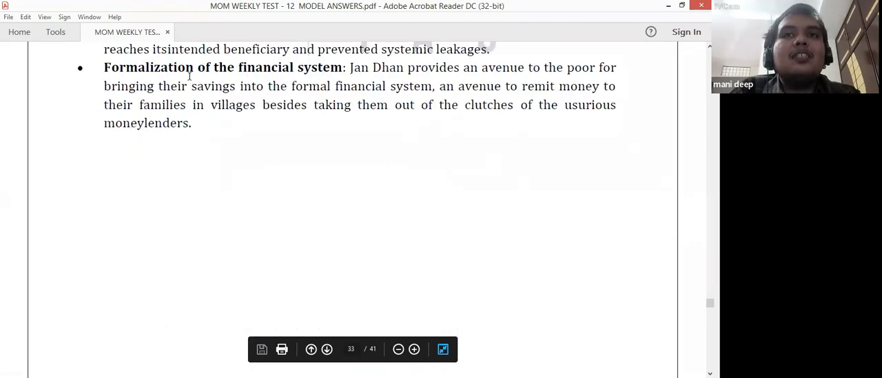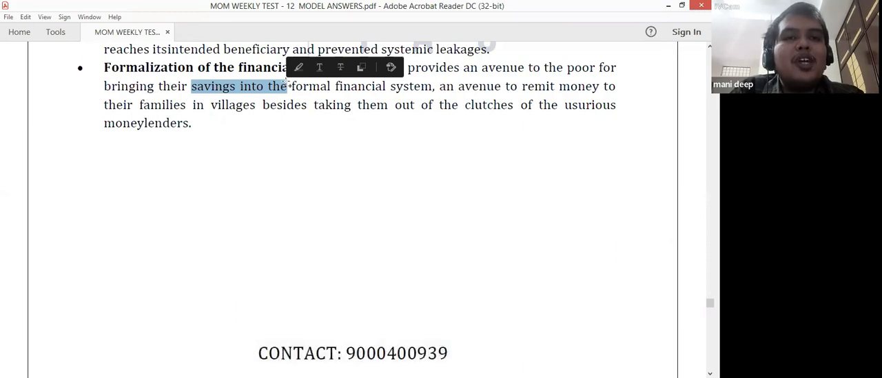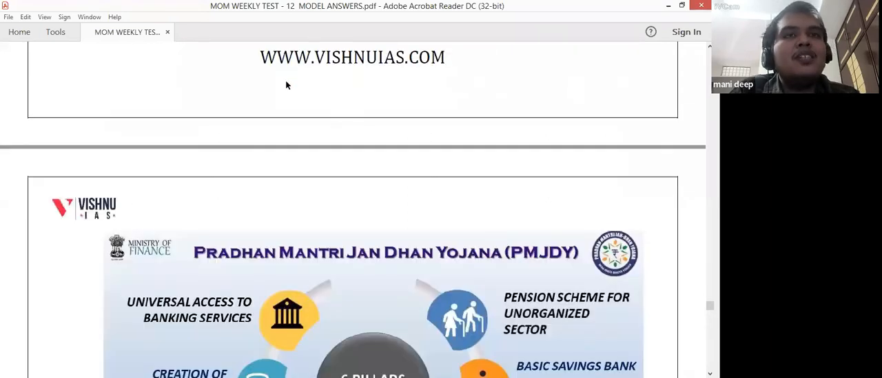Second question regarding formalizing the entire financial system. The financial system is now mostly informal. Most of the money they are getting is from money lenders, which have a huge impact on their financial credibility and also their lives. Most suicides are due to the money lenders only. So due to this PMJDY, everything had been formalized. So they are having no debt also.